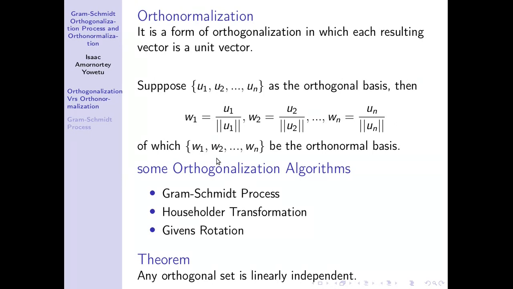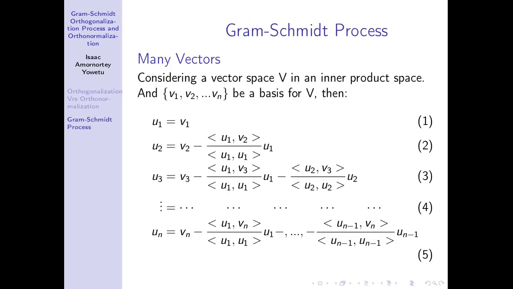Here are some of the orthogonalization algorithms. In this video we'll be looking at the Gram-Schmidt process, and in the subsequent videos we'll look at the Householder transformation and the Givens rotation. There is also a theorem we need to consider: any orthogonal set is linearly independent, meaning one is not a scalar multiple of the other. We justify this theorem from a few examples.